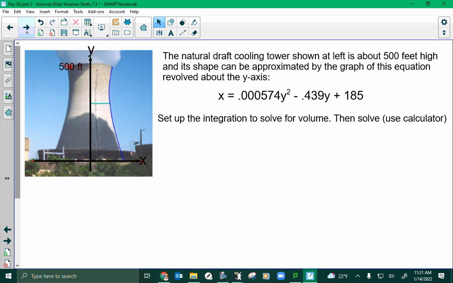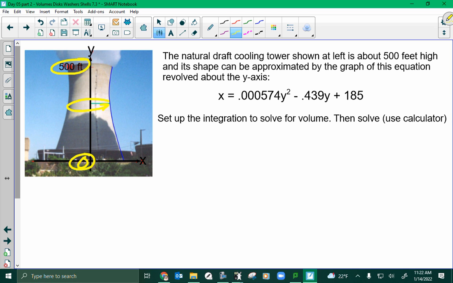So the natural draft cooling tower shown at the left is about 500 feet tall. So in case you couldn't see, that's 500 right there, the top of it, okay? Here's 0, the ground. All right? And its shape can be approximated by the graph of this equation revolved about the y-axis. Okay, we're revolving about the y-axis again.